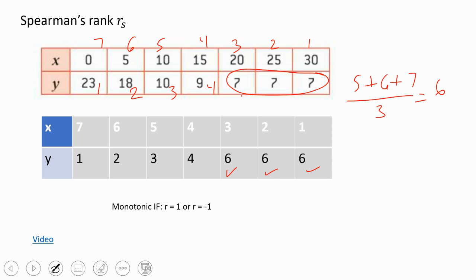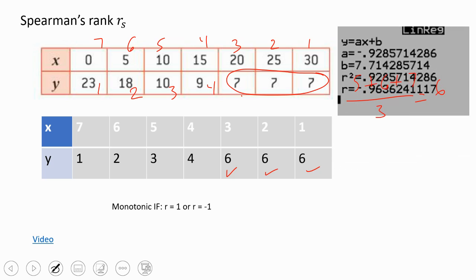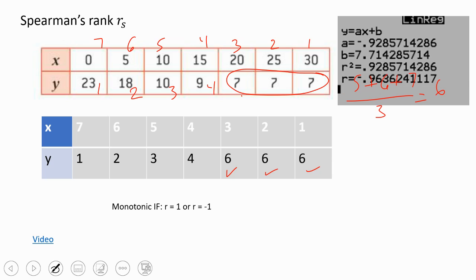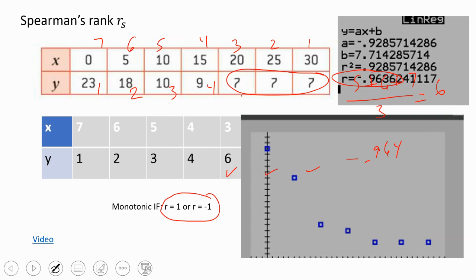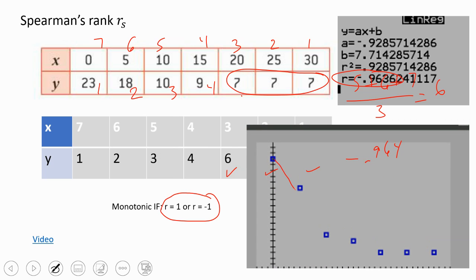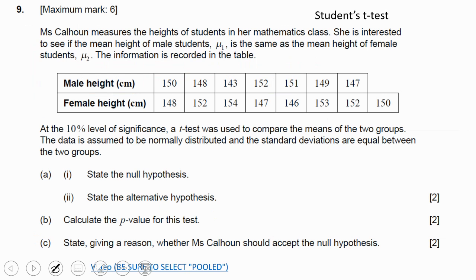Put it in your calculator, do the same thing you did with linear regression and run it, and you get an R of negative 0.964. That means the data is getting smaller. If you got an R of -1, it would have been monotonic. That means it's strictly decreasing. If you look at the original data graph, it is strictly decreasing until it hits here, and then it is consistent. It would have to keep going down to get an R of -1.